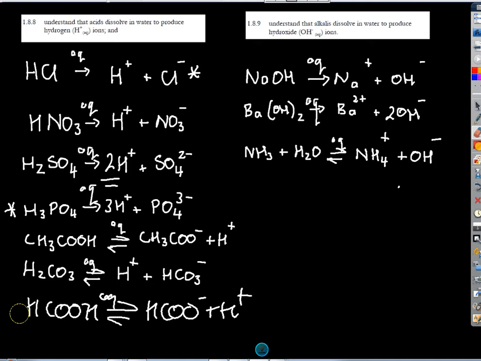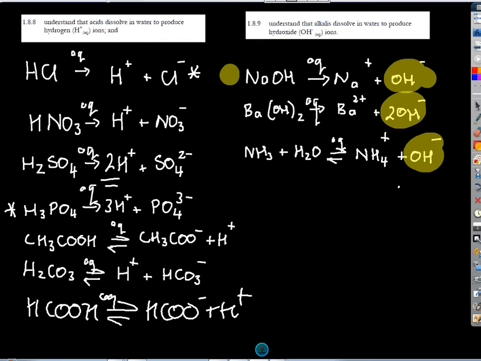We also have to understand about alkalis, which are dissolved in water to give us the hydroxide ion. And if we look at these, we can see every single one of them, when we dissolve them into water, will give us hydroxide ions. They are the first two, sodium hydroxide, just the one I have there with the green dot beside it. Then we have barium hydroxide, which is what we call dibasic. And then our last one is ammonia in water to give you ammonium hydroxide.